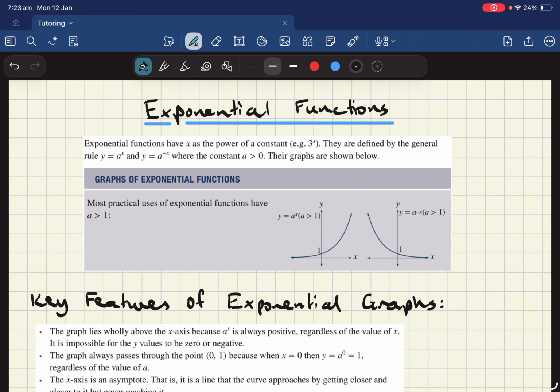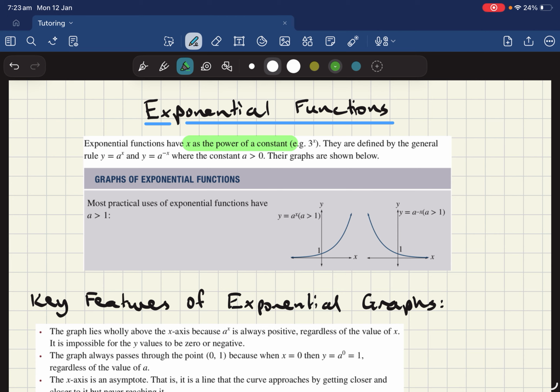So in this video, we're going to begin to explore exponential functions in this new series, nonlinear relationships. Now, in our exponential functions, these we have touched on before, but we'll go over them again in this video. Basically, all these functions are a certain family of functions that have x as the power of a constant. So for example, 3 to the power of x.